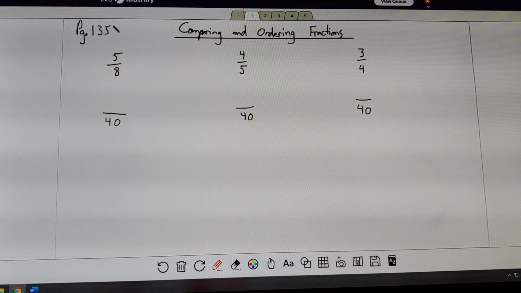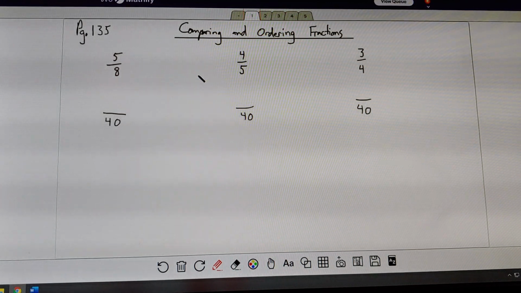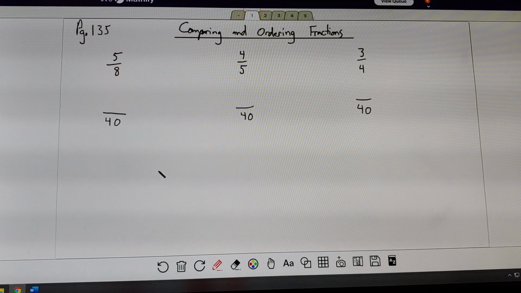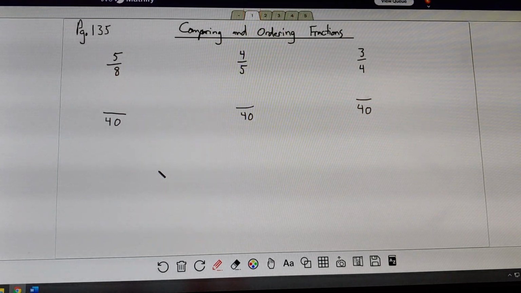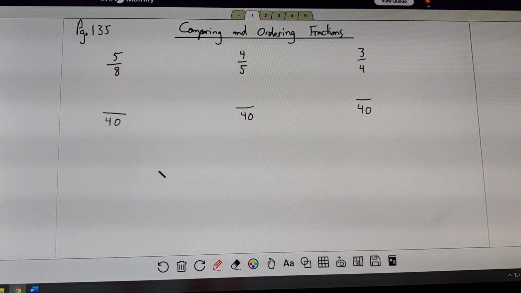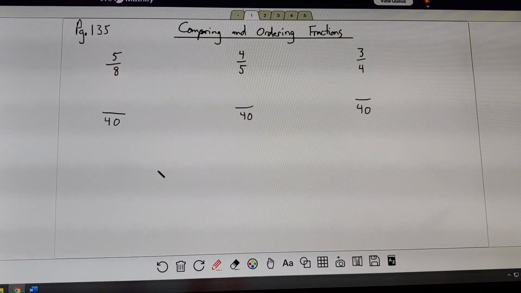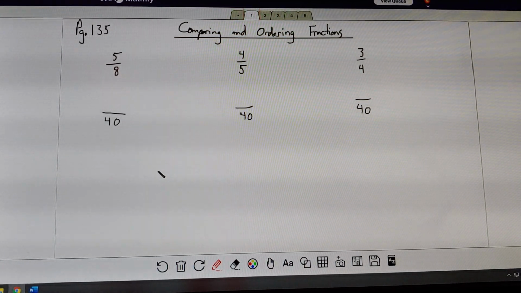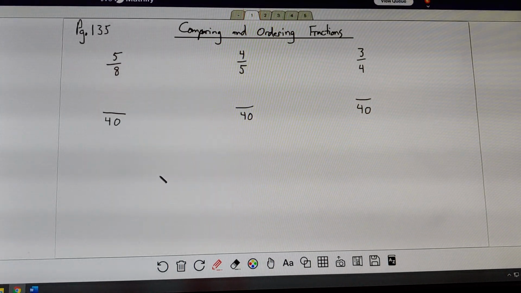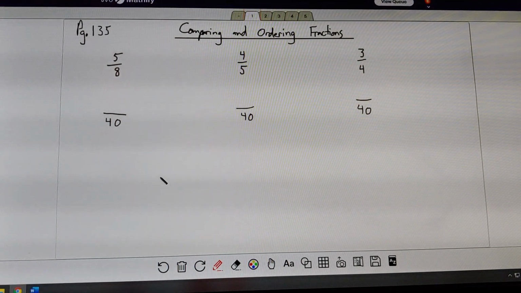So as you can see, we're on page 135, comparing and ordering fractions. This page is getting you set up for the rest of the unit, whether they're asking you to put fractions in order, to say which is biggest, smallest, in the middle, to add fractions, to subtract fractions, anything else like that. This is the lesson that you're going to be depending on. And basically it's all about finding common denominators. You can't compare and order fractions. You can't add, you can't subtract without doing common denominators.